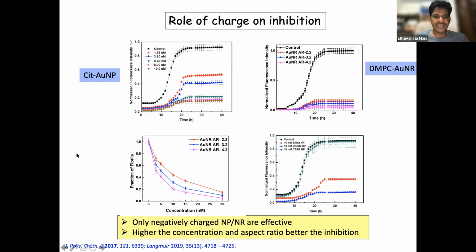But the more important thing is, even though the literature has a lot of such studies, we found that you could have any type of particles, but the charge was the important factor. The particle has to be negatively charged because the protein that forms this beta sheet has a positive charge locally. To arrest the folding, you have to have a substrate with a negative charge so that electrostatically you can bind them and arrest this aggregation. We demonstrated that with different kinds of silica particles, citrate and CTAB, silver particles, gold nanoparticles, and so on.